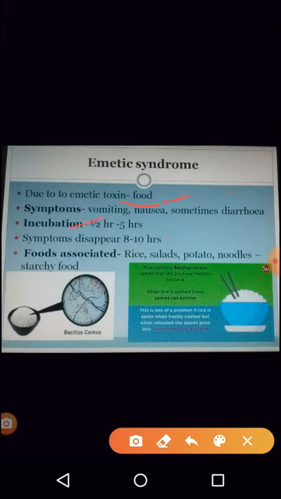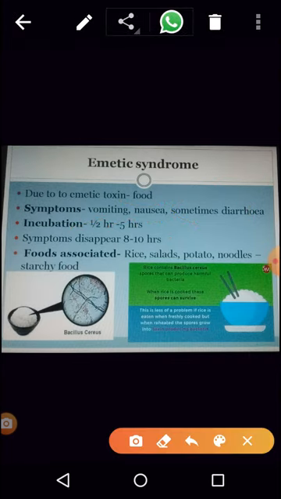What are the symptoms? Symptoms are vomiting, nausea, and very few times you can also end up getting diarrhea. What is the incubation period? As I told, it is a very short, acute illness, and the incubation period is also very short. It is half an hour to 5 hours.